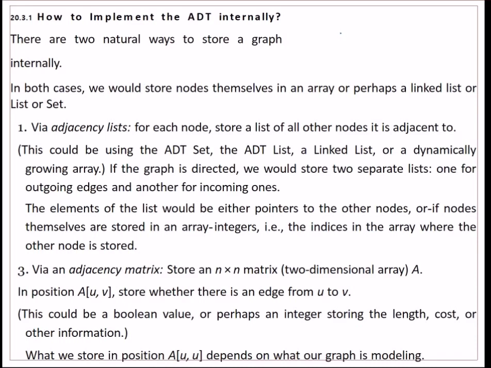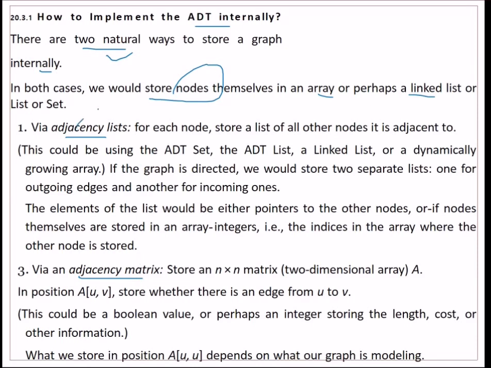So how are we going to implement this ADT for graph? There are two natural ways to store a graph internally, and in both of these ways, we would store nodes themselves in an array, or perhaps a linked list, list or a set. So what are these two natural ways? One is the adjacency list, the other is the adjacency matrix.